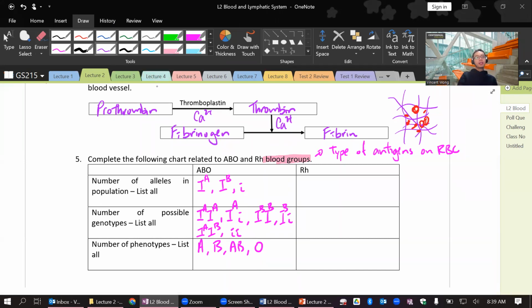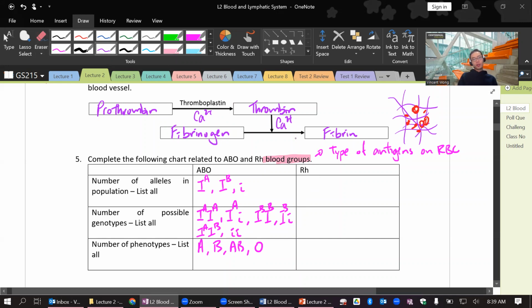All right, let's compare this with the Rh blood group. Rh stands for rhesus, right? It's named after the monkey that it was first identified in. How many alleles exist for the Rh blood group? Let's think about that. 2 alleles. How many, sorry? 2. 2, yeah. And we just call them the positive allele and the negative allele.